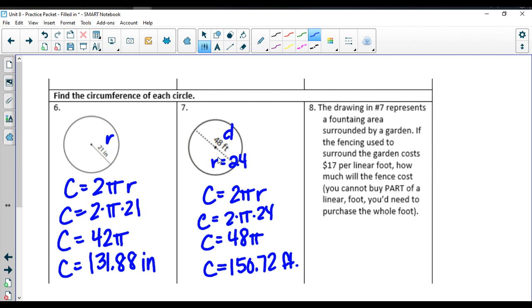The drawing in number 7 represents a fountain area surrounded by a garden. So this is our fountain surrounded by a garden. The fencing used to surround the garden costs $17 per linear foot. How much would a fence cost?